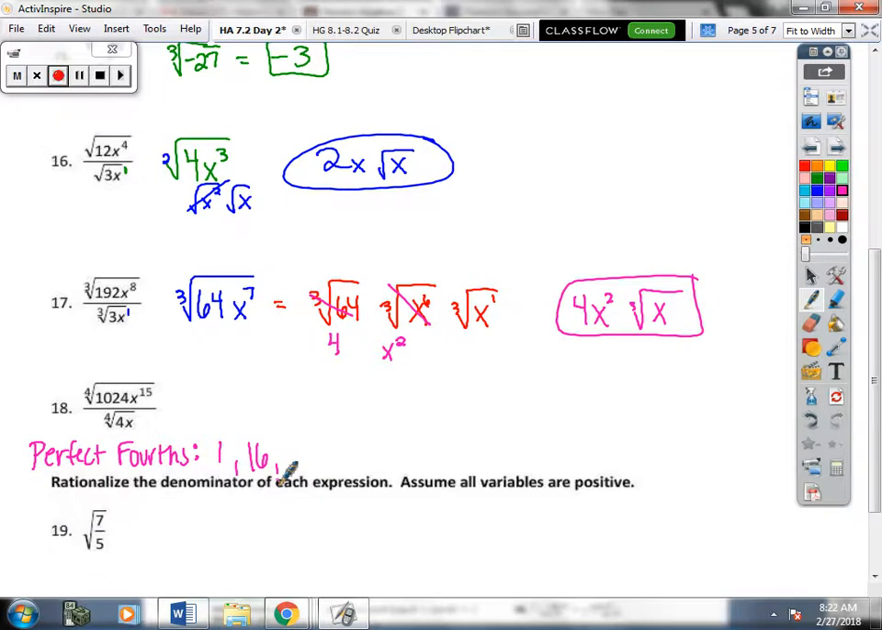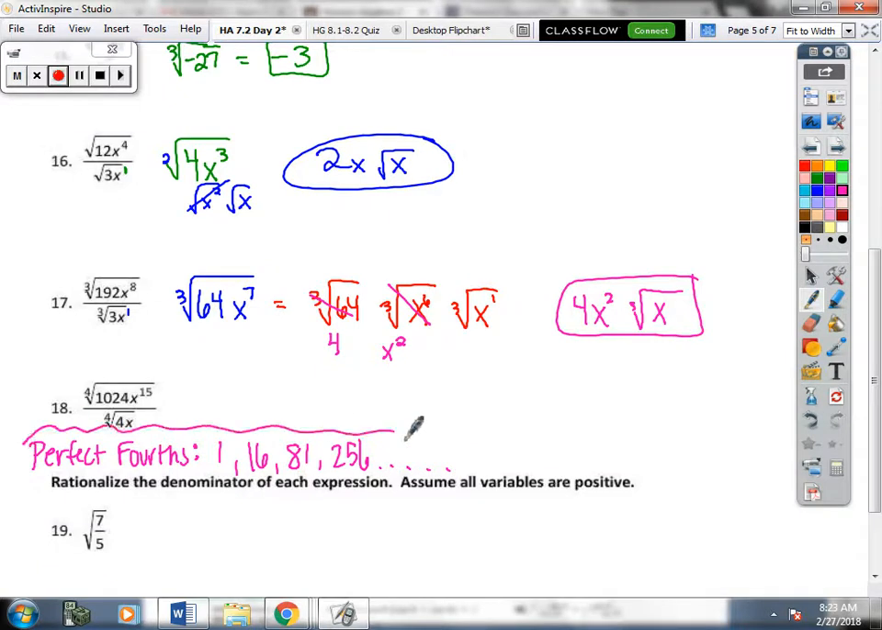Garrett? 81. 4 to the 4th? Sam? 256. And I'm not going to write down any more, but you could obviously figure them out if you wanted to. Most of our numbers don't get really that large, so if they are divisible, it's usually by one of these first 3 that we see.